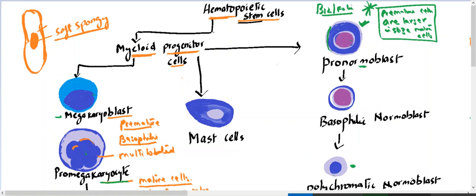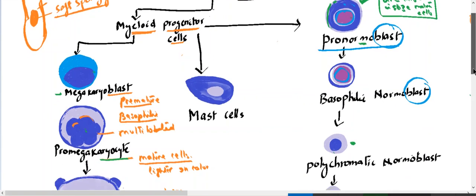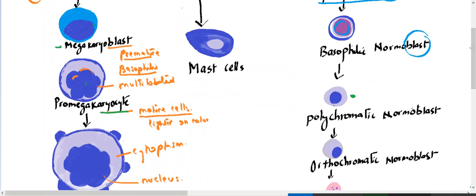And you can see the cytoplasm of this premature cell is blue, and the nucleus is bigger. Gradually the nucleus will become smaller in size. That first is the pronormoblast. As I said, a blast is a premature cell. Then ultimately you can see the color is changing in the cytoplasm. Ultimately the color is changing with polychromatic. Now poly means many, chromatic means colored.